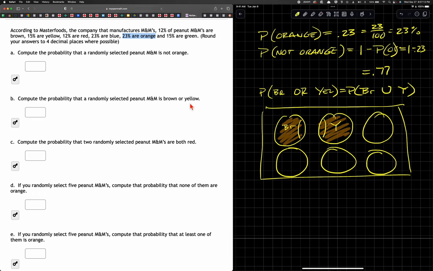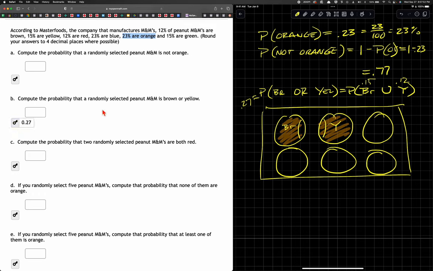Why? Because a brown M&M and a yellow M&M are mutually exclusive, meaning you cannot be both brown and yellow for these M&Ms. For the ones that we're talking about, you cannot both be brown and yellow. So there is no overlap. Hopefully that makes sense. So the answer to B is in fact the sum of those two things. I think one of them was 15% and one of them was 12%, for a total of 27%, or 0.27. We can check that.